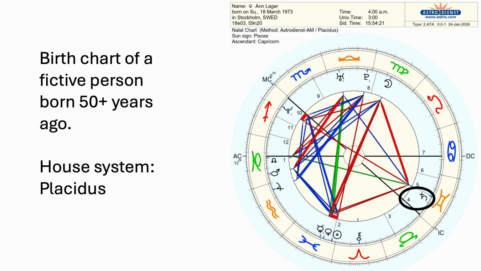The 4th house is associated with our home, our roots and parents. With Saturn placed here, it would suggest that Ann Lager has some limitations in this area and points to some sort of unhappy family circumstances.